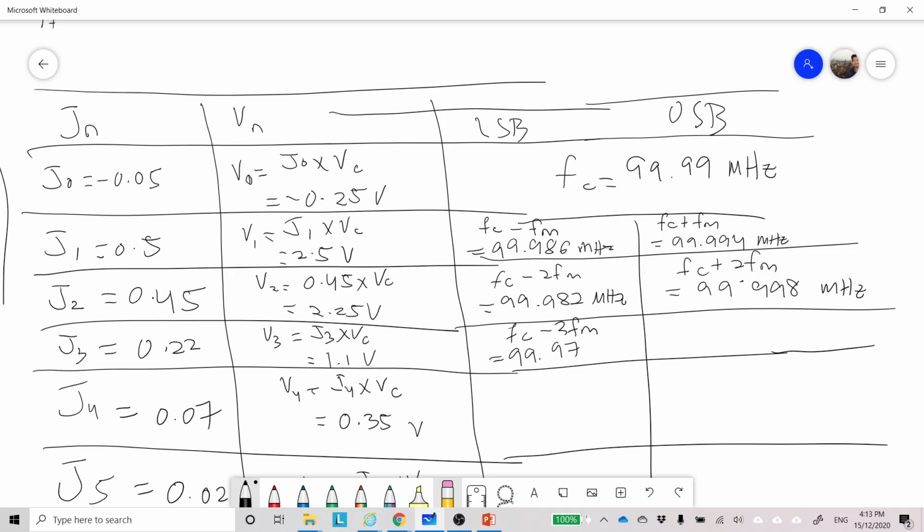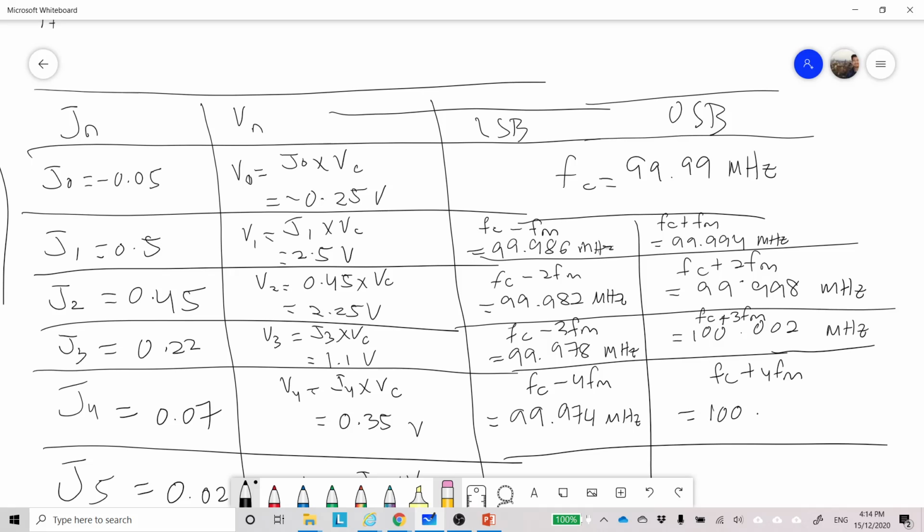978 MHz. Okay, 978 MHz. Di sini adalah 100.002 MHz. Ini boleh cuba kelas. FC tolakkan dengan 4 FM. Di sini adalah FC plus 4 FM. Ini ada FC, jadi FC plus 3 FM. So ini bersamaan dengan 99.974 MHz. Saya cuba congak je lah.